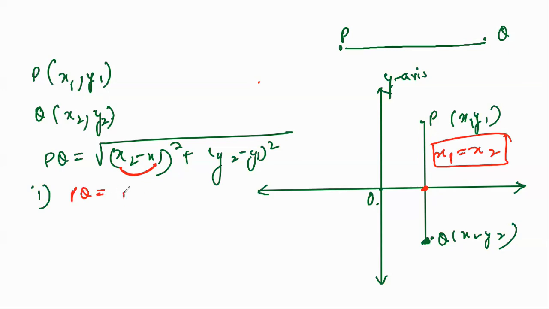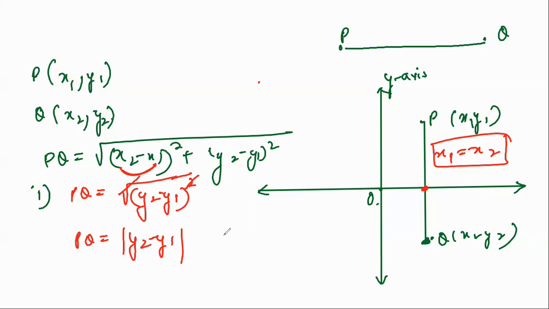So PQ is equal to the square root of (y2 minus y1) whole square. Now, the square cancels out with the square root, so PQ is equal to y2 minus y1, but you have to write the answer in modulus form, because you don't know which one is negative and which one is positive, and the distance can't be negative. So PQ is equal to modulus of y2 minus y1. Basically, you will take the complete value as this only. So you've got this. Now the second case, what is the second case?